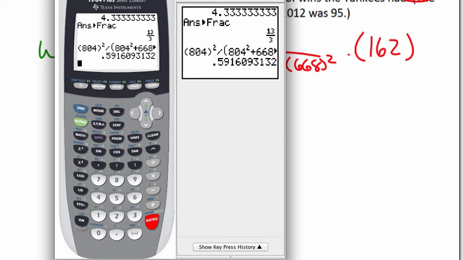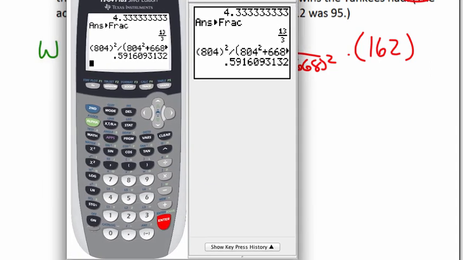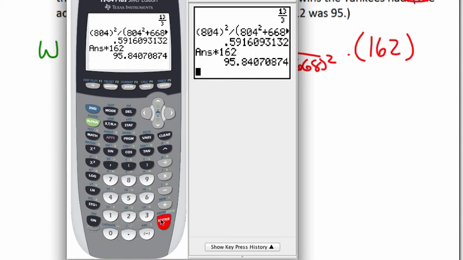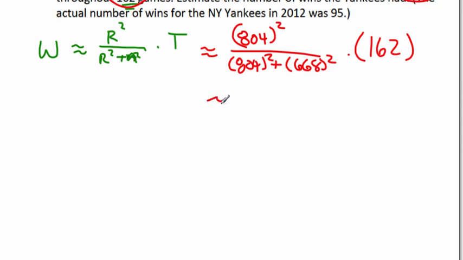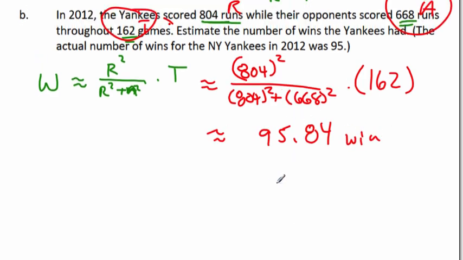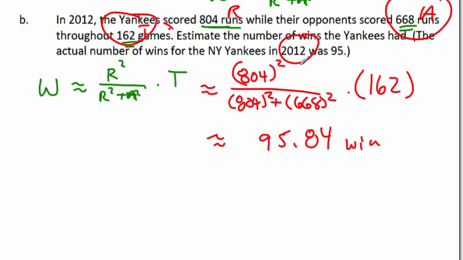That's just the first fraction. I need to multiply that by 162, and we get 95.84. All right, so all this equals 95.84. And if you notice, that's how many wins we're going to get. And they actually had 95 wins in 2012, so that's pretty close.